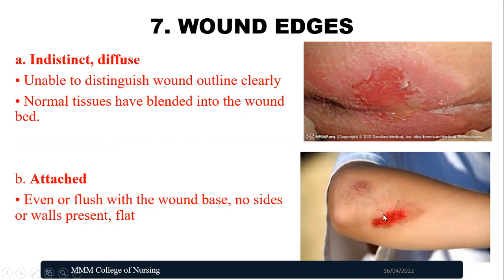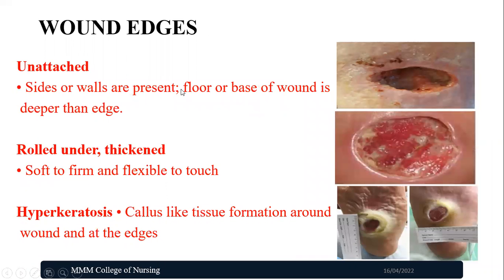The next wound edge is the attached wound edge, even or flush with the wound base, which shows no side walls, where the wound edge as well as the normal skin are flat, so you may not distinguish the wound borders. The third type of wound edge is the unattached wound edge, where the side walls are present. The floor or base of the wound is deeper than the edge of the wound, which very clearly shows the border of the wound.